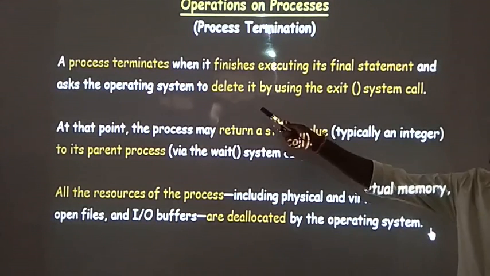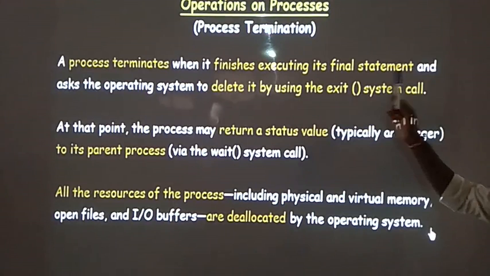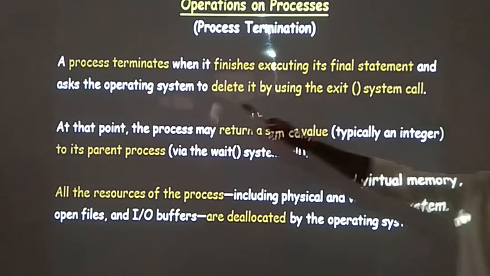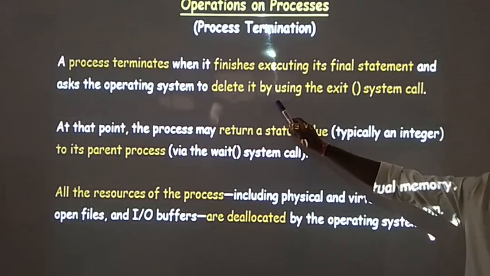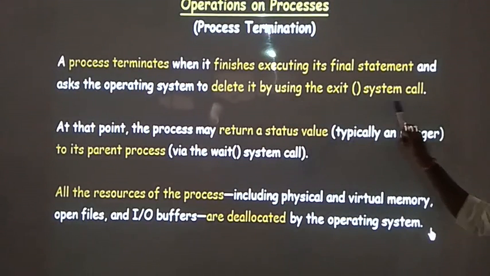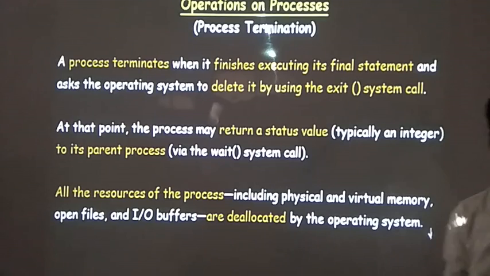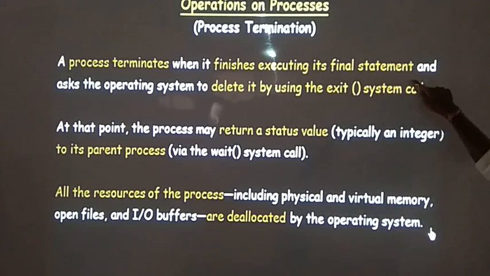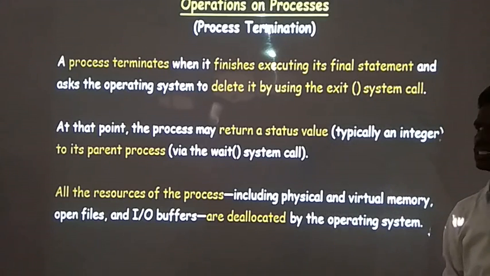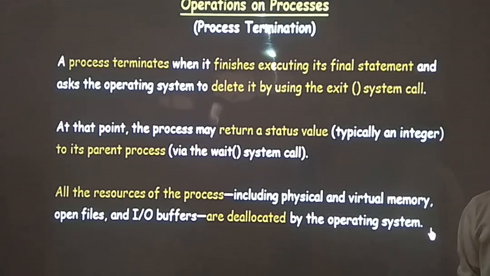A process terminates when it finishes executing its final statement and asks the operating system to delete it by using the exit system call. Whenever we are successfully executing our processes, we complete them by executing the last statement, or final statement. After the execution of that statement, we will terminate our process, in order to not have any ambiguity. Ambiguity means confusion.